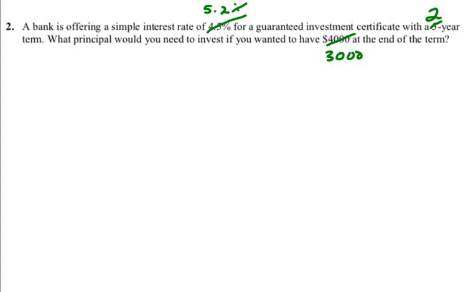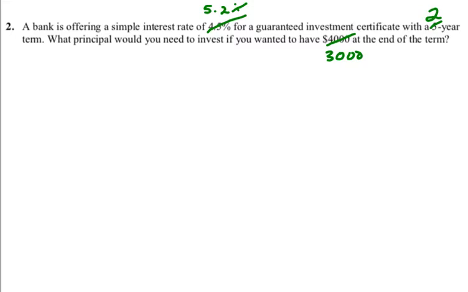In this example, which is an edit from one of the questions from the assignment, we have a simple interest rate of 5.2% in a guaranteed investment certificate, also known as a GIC, with a 2-year term. What principal would you need to invest if you want to have $3,000 at the end of the term? So what does that mean?